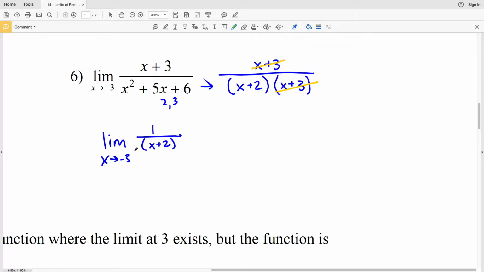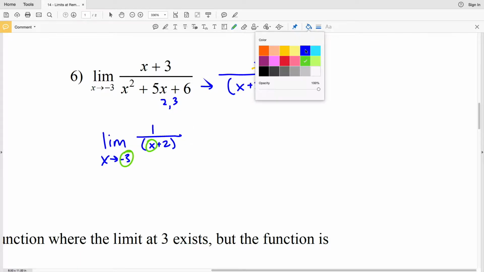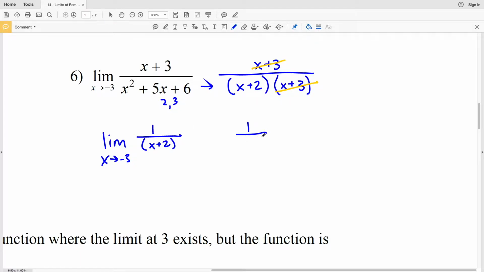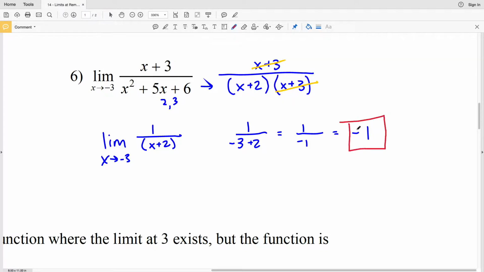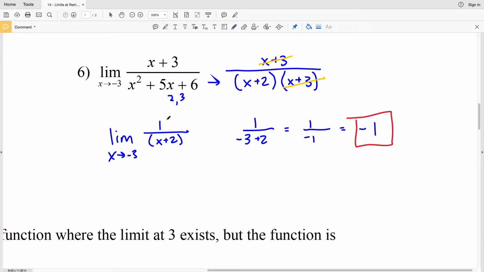So plugging negative 3 in for x, I'll get 1 over negative 3 plus 2, which equals 1 over negative 1, which is equal to negative 1. That is my limit as x approaches negative 3. So even though at x equals negative 3, my function is undefined, we still have a limit of negative 1.